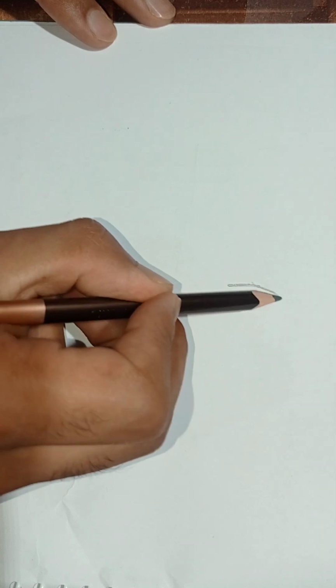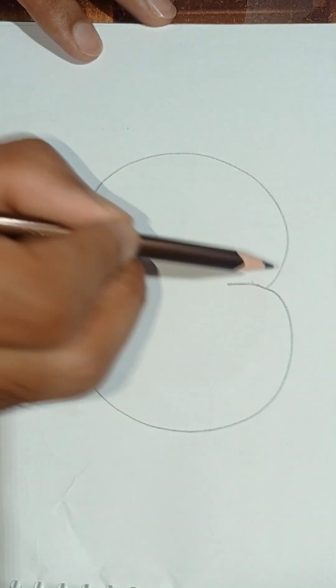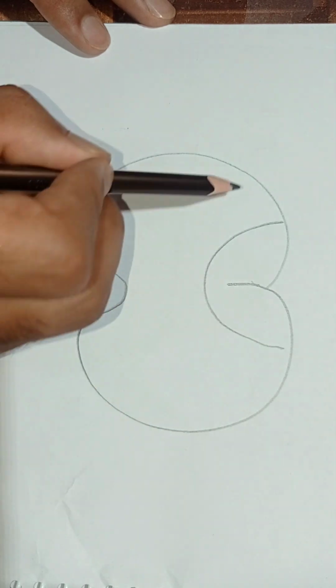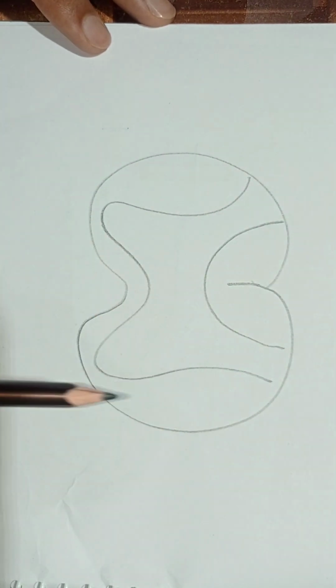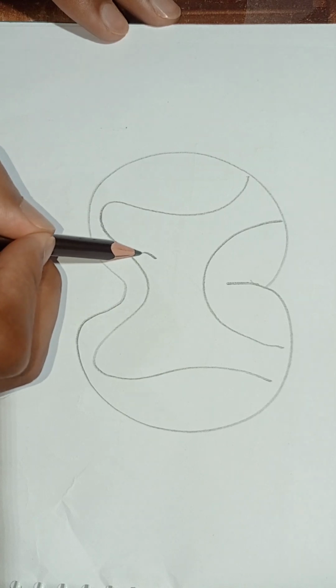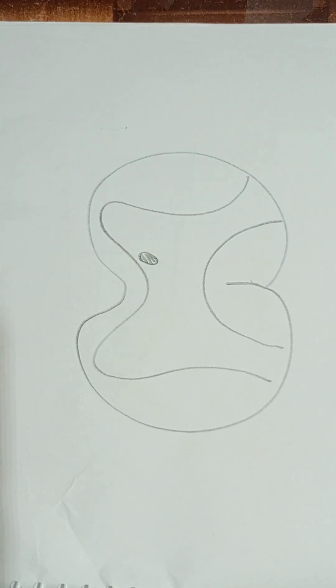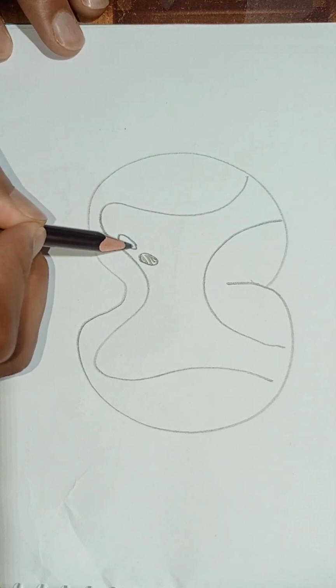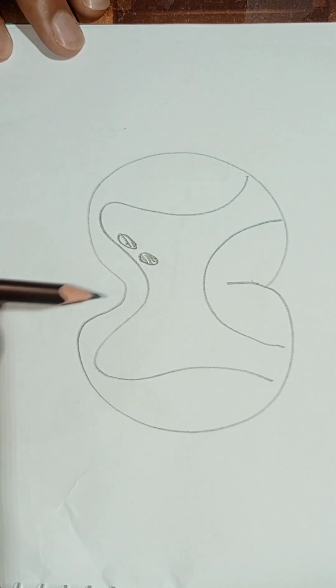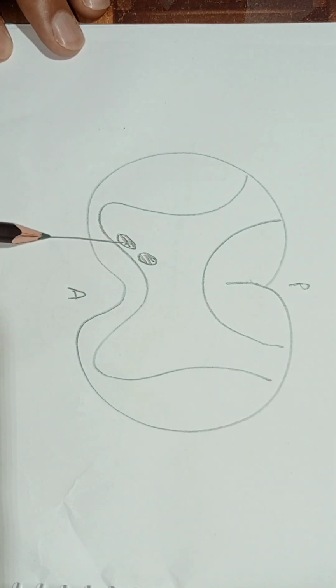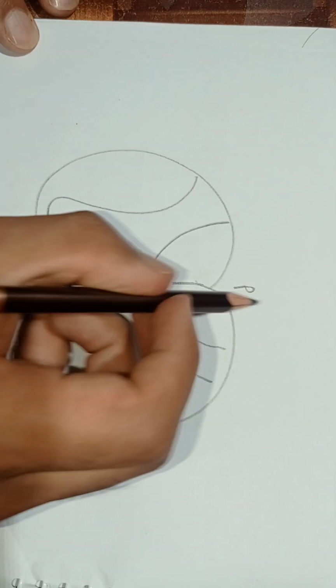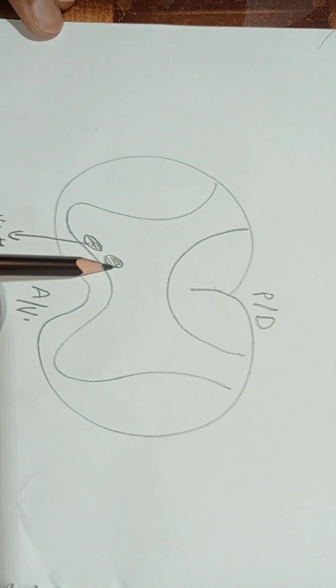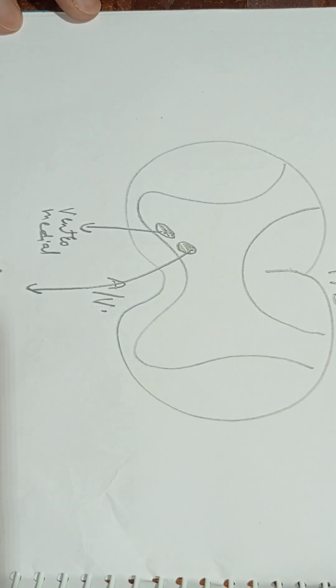We'll make a cut section of the spinal cord. This is the gray matter, and this is the anterior horn. This nucleus right here is a medial nucleus, and this is another medial nucleus. This is the anterior, this is the posterior. This nucleus is ventromedial, because anterior means ventral. Similarly, posterior means dorsal, and this nucleus is dorsomedial.